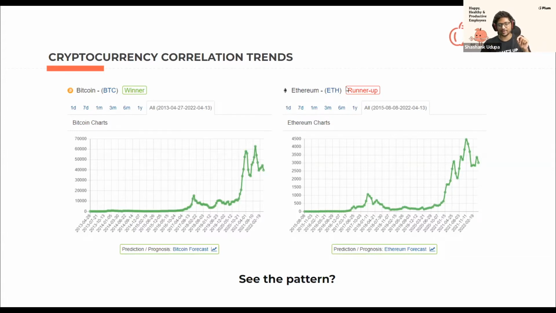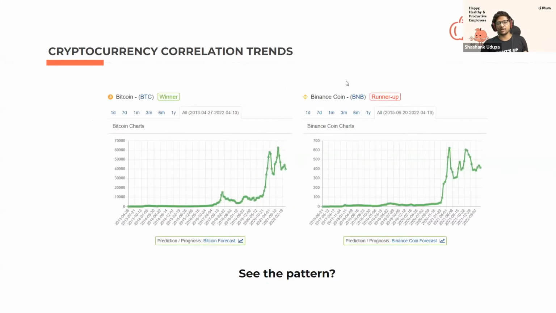I'll answer that question. I'm going to show you a relation between Bitcoin and not Ethereum, but another coin called Binance coin. Look at the correlation again with Binance coin. Again, very similar, right? Whenever Bitcoin's going low, this is going low. Whenever Bitcoin's going high, this is going high. So I'll tell you what happens. Understand the flow of how money works in the cryptocurrency universe. Assume that new money is coming in.